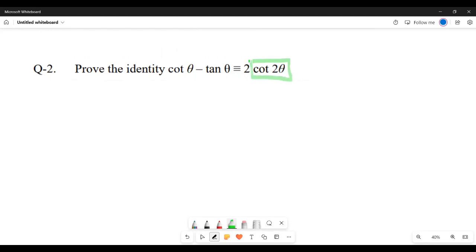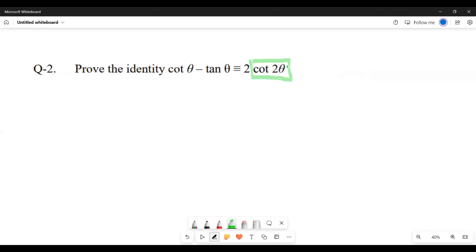What is cot 2 theta? Do we know a double angle formula for cot? Have you studied a double angle formula for cot? Which double angle formulas have we studied? Sine, cos, and tan. So no, we haven't studied a double angle formula for cot.